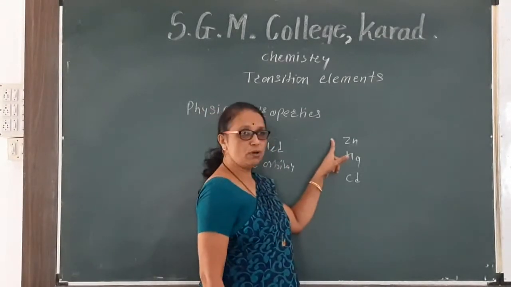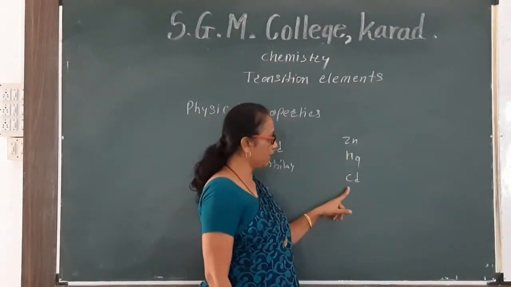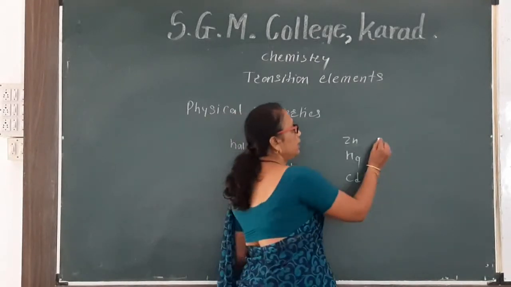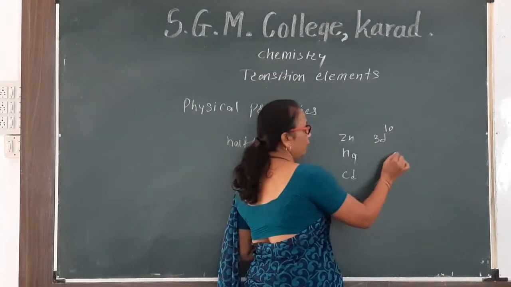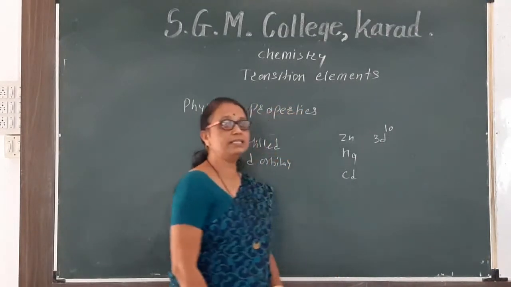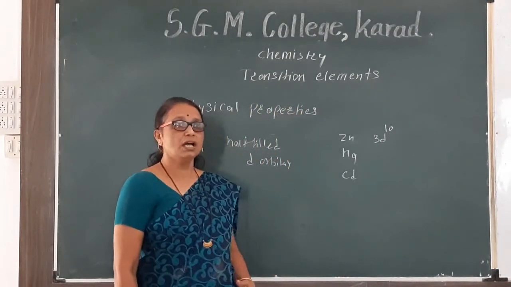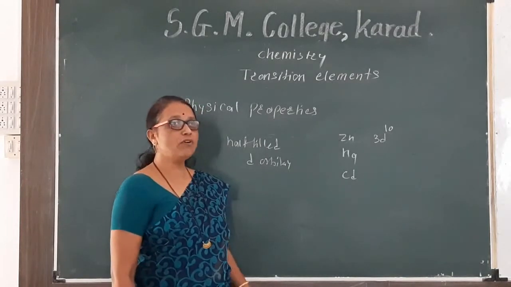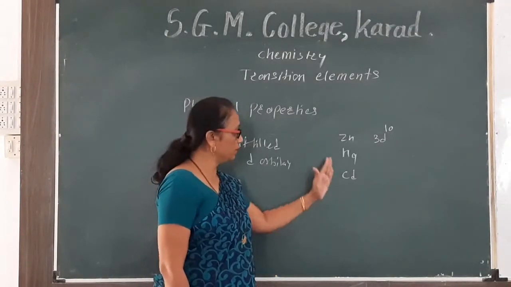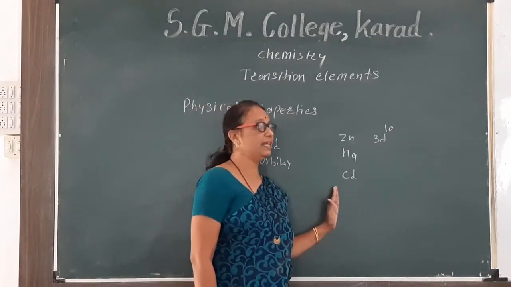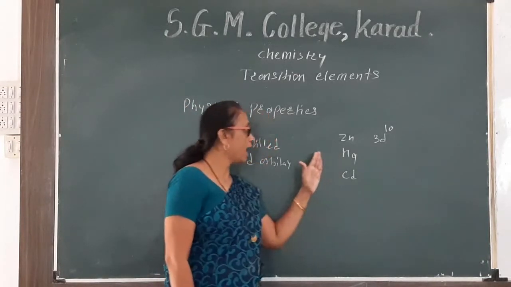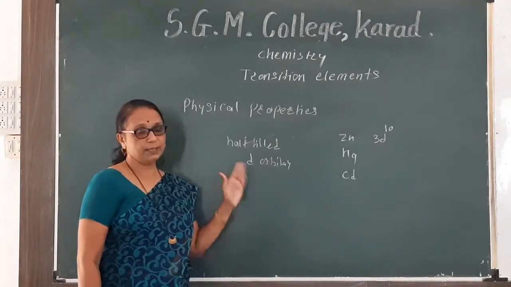And in the case of zinc, mercury and cadmium, the d orbitals are completely filled. That is 3d10, 4d10, 5d10. Due to this, the possibility of covalent bond formation is very low in these elements, which are at the end of the series, and hence they are not as hard as the other metals.